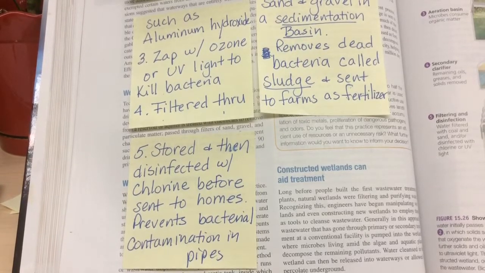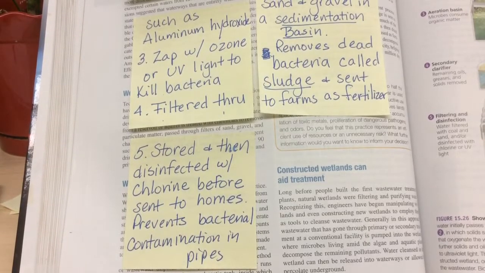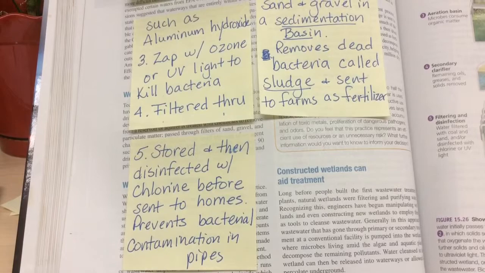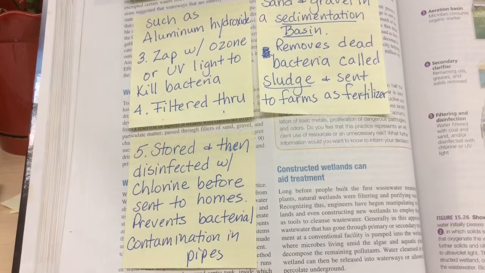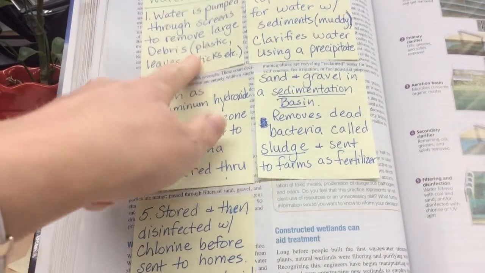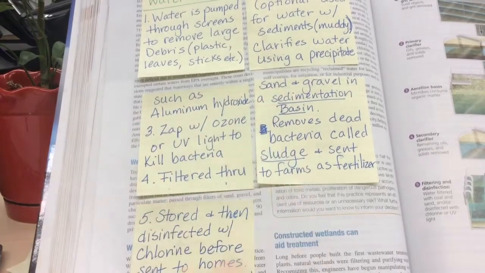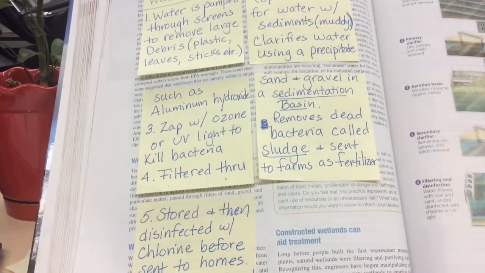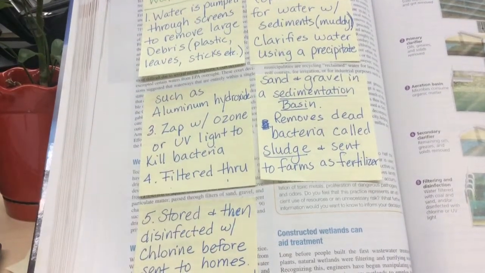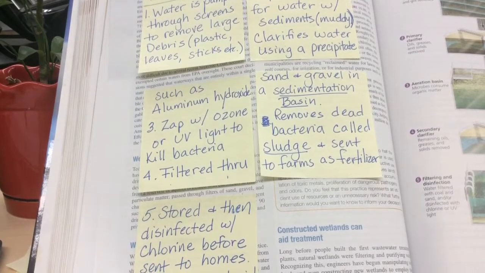So I know this is a lot to memorize, but it's really important to do that. You have to know all of the steps. You have to know the names of them, like sedimentation basin. You need to know the sludge. You need to know it's zapped with ozone and UV light. So do make sure you memorize them.